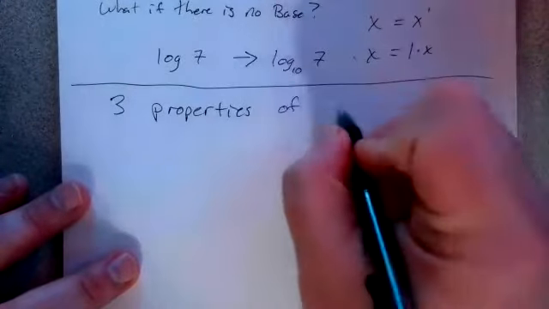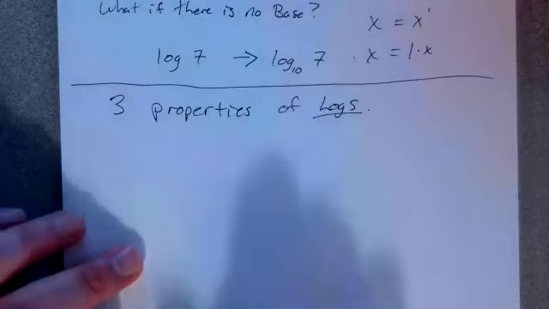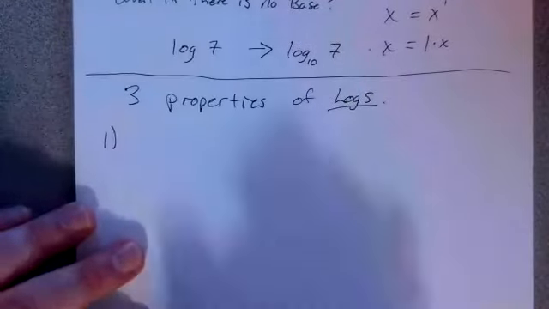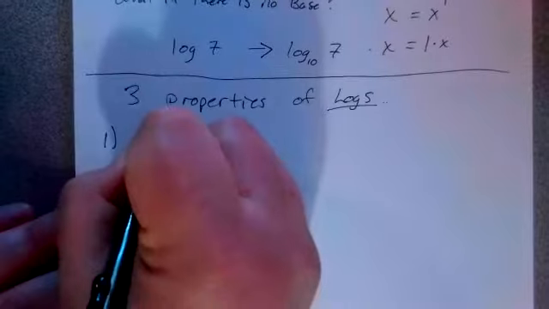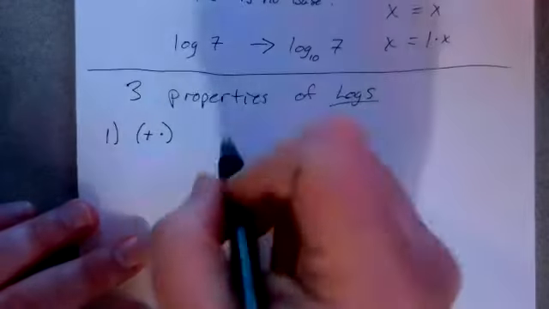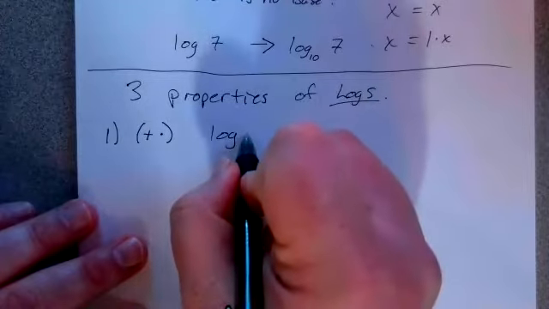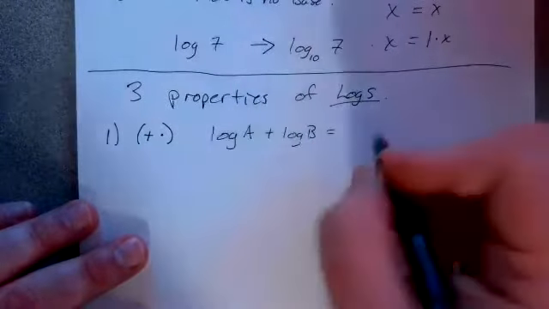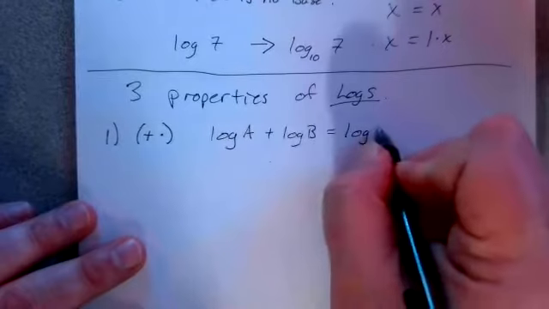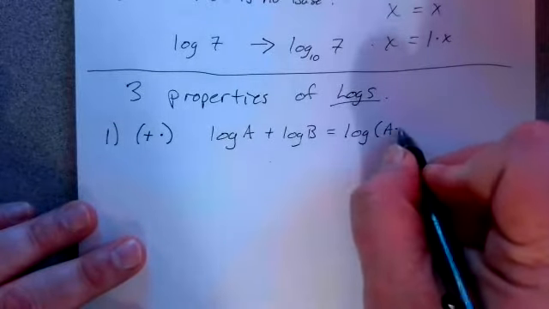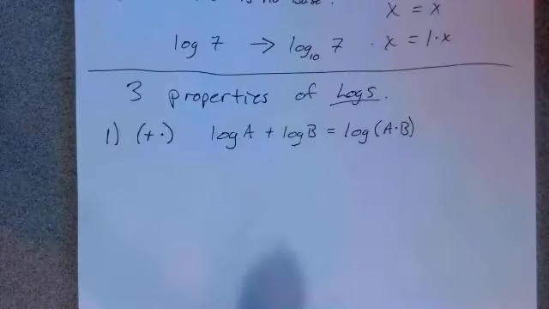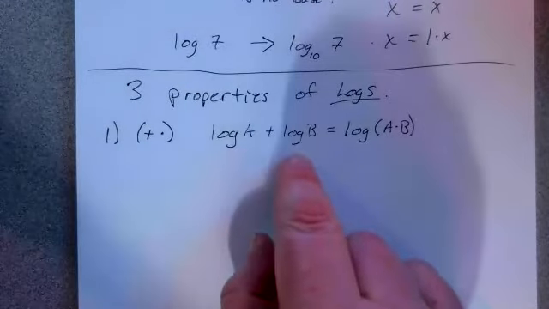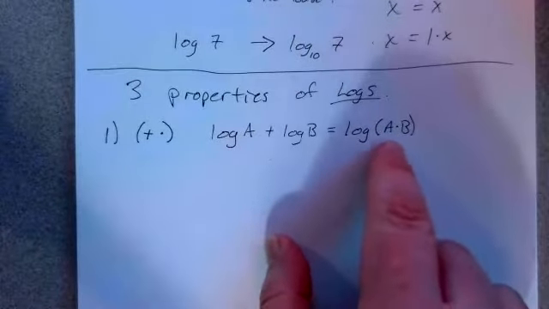Now, we have the three big properties of logs, okay? Our three properties. The property number 1, I call this the addition multiplication property. What it says is if I have the log of something plus the log of something else, then it's equal to the log of those things being multiplied. So here, what I'm saying is log base 10 of A plus log base 10 of B is equal to log base 10 of A times B.